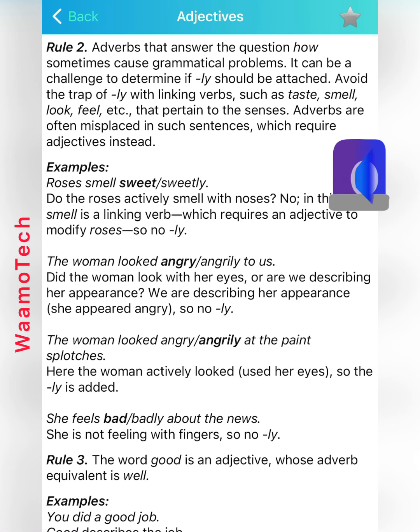The woman looked angrily at the paint splotches. In this case, I think she used her eyes. Here, the woman actively looked. Compare this with the previous example where we talked about her appearance. In this case, she actually used one part of her body, the eye. She used her eyes to see. So the ly is added in this circumstance, angrily. The woman looked angrily at the paint splotches.